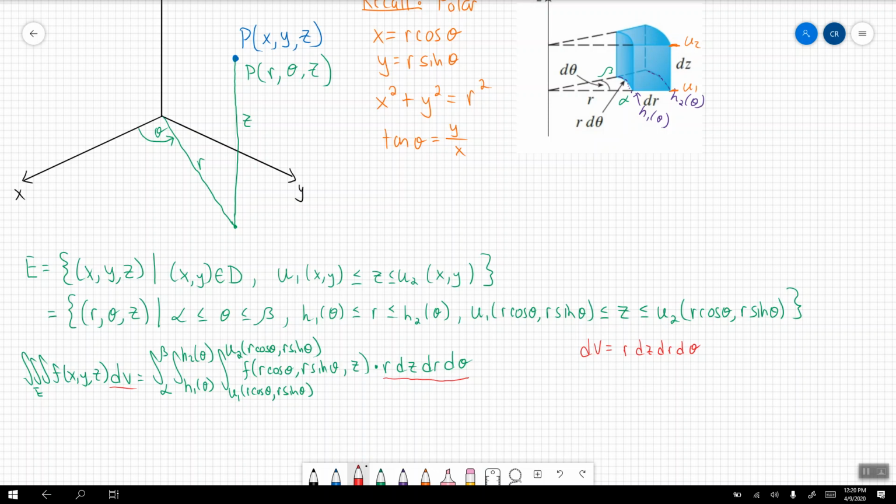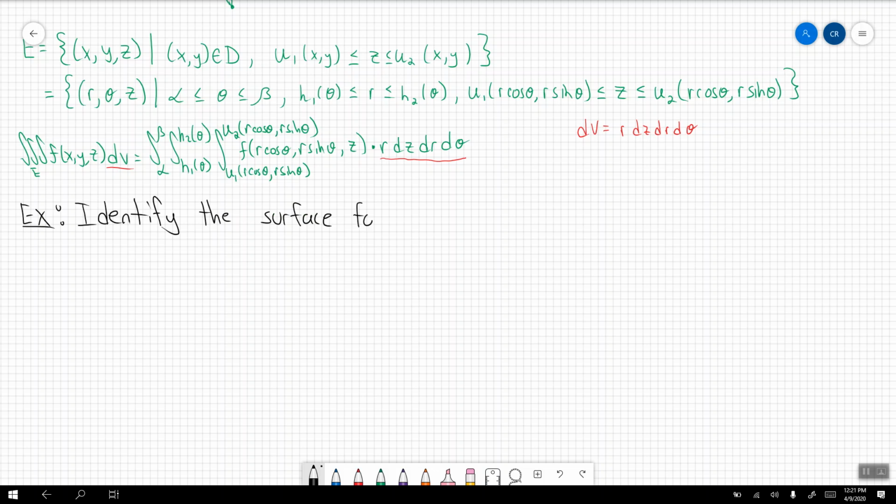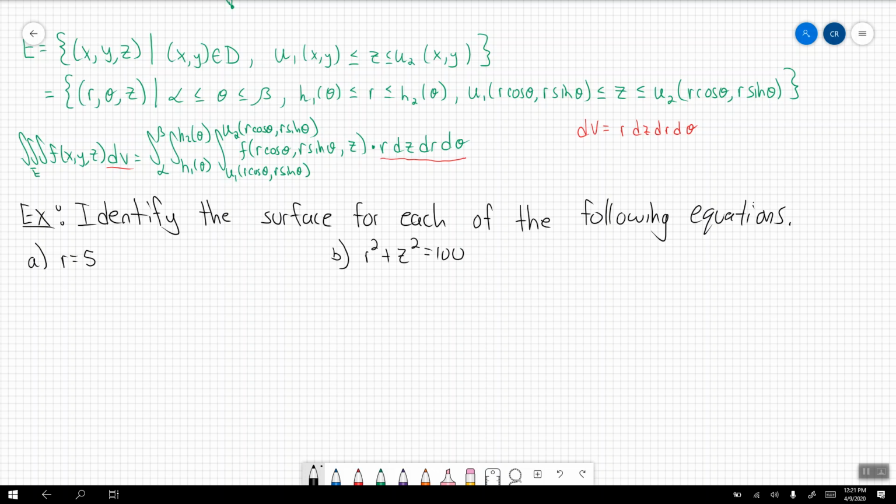All right, so now that we have this going for us, let's see if we can identify a few items here. On this example, we want to identify the surface for each of the following equations. Part A, we're going to be looking at r is equal to 5. Part B, we're going to be looking at r squared plus z squared is equal to 100. And part C, we're going to be looking at z is equal to r.